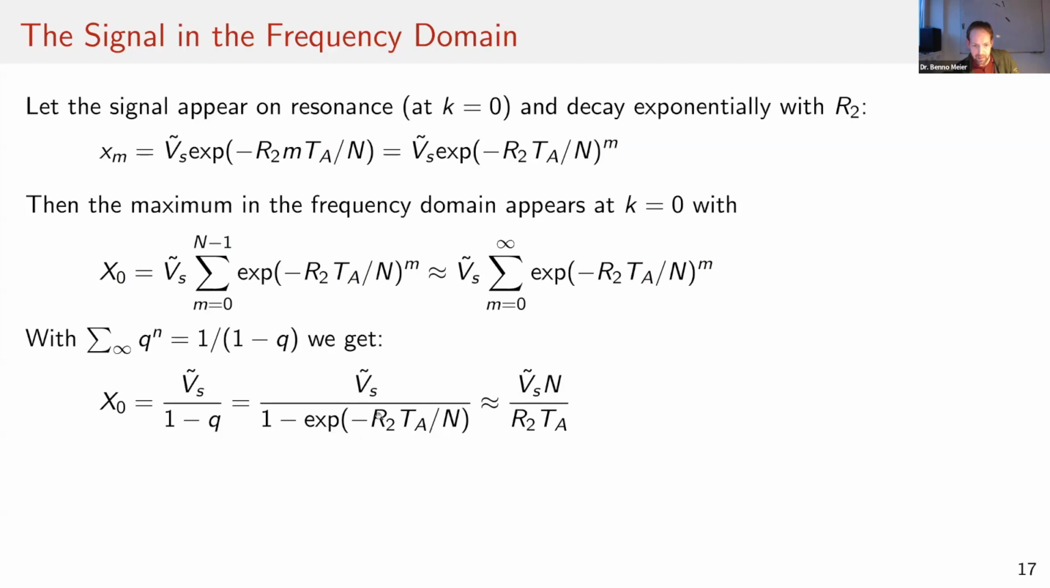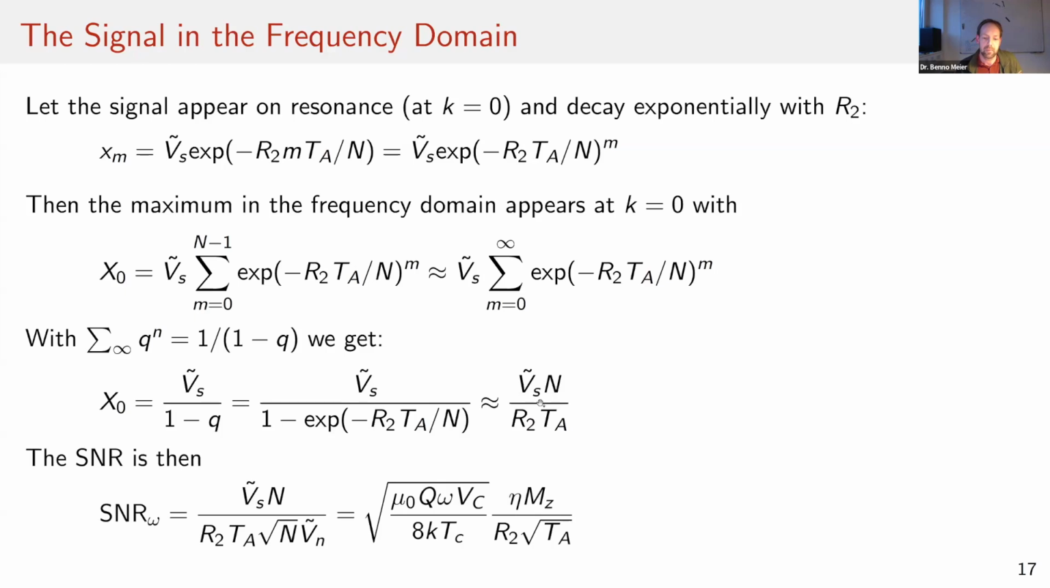And now here I expand the exponential. I assume that this is a small number, which again I can always do by just choosing n large enough, and then I get this value for my signal intensity in the frequency domain. Okay, good. So now we have the noise in the frequency domain and the signal in the frequency domain. So we can calculate the signal to noise ratio in the frequency domain, and we get this expression.